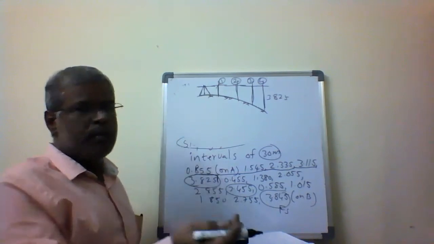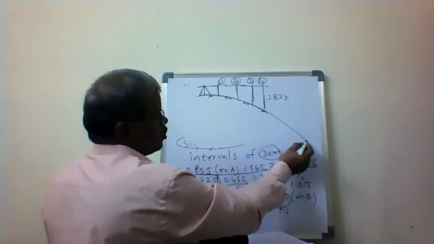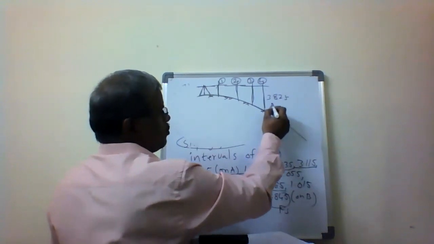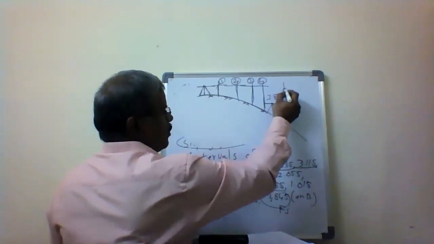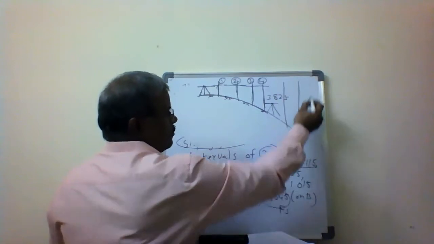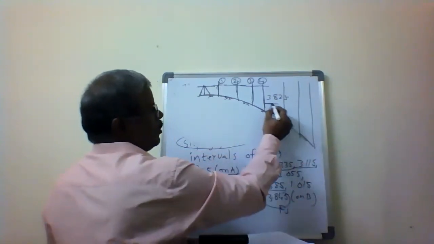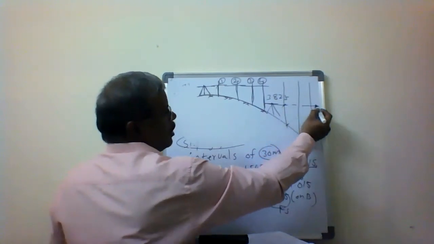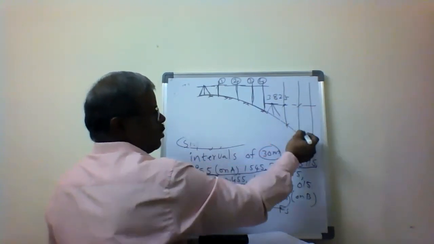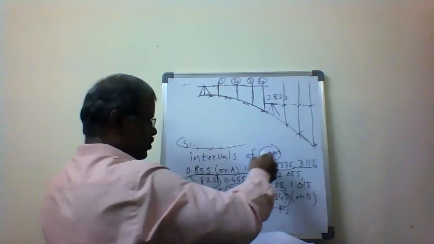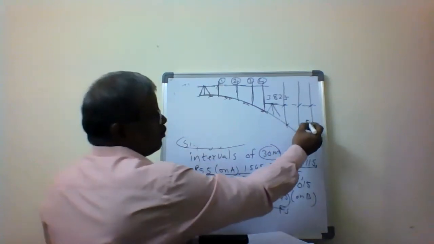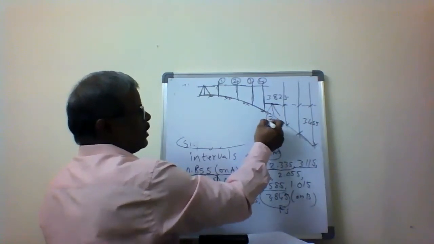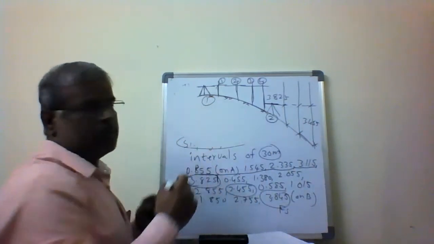So then we have to change. We shift the instrument, and once again we start the staff readings. Now the reading is less, and after that it keeps on increasing. The next point is 3.445. This is the second setup of the instrument, and that was the first setup of the instrument.